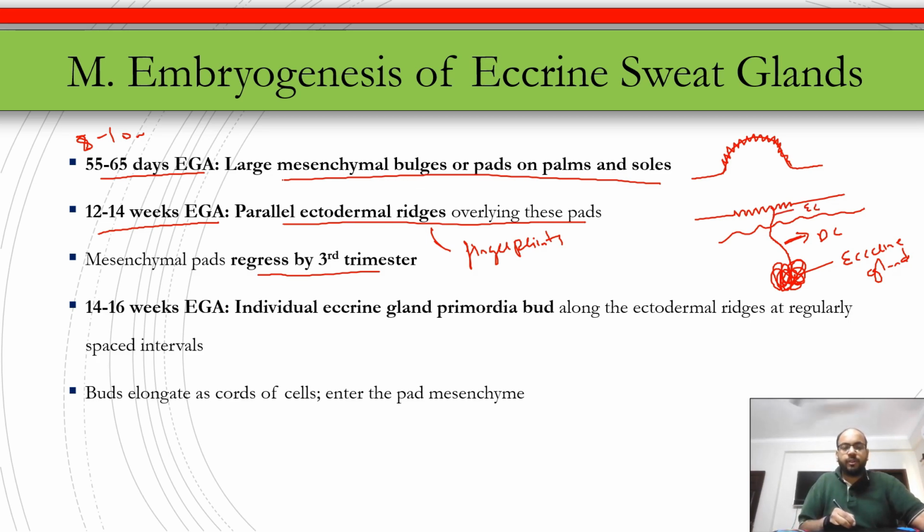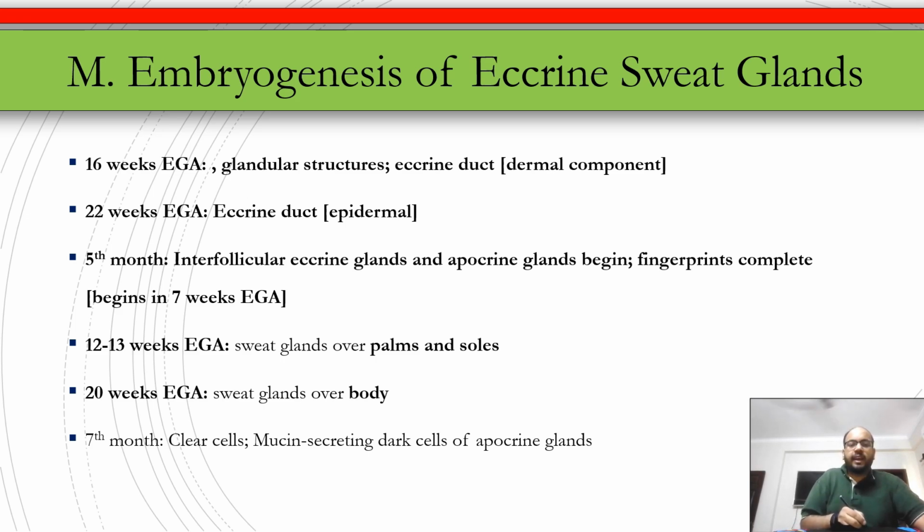Clear? Now, at 14 to 16 weeks of age, individual eccrine gland primordia bud, along with ectodermal ridges at regularly spaced intervals, they go inside and start to coil. So buds elongate as cords of cells and enter the pad mesenchyme. Just don't get confused. Remember, a part of epidermis will invaginate inside into the dermis and starts to coil. At 16 weeks EGA, glandular structures are developed and the eccrine duct of the dermal component, that means the part of duct which is inside the dermis, starts to form a lumen. At 22 weeks, roughly 6 weeks after the dermal duct development, you have the development of epidermal duct.